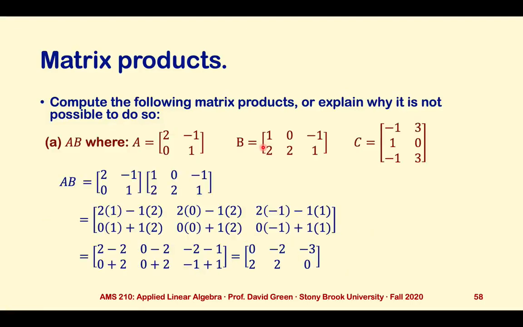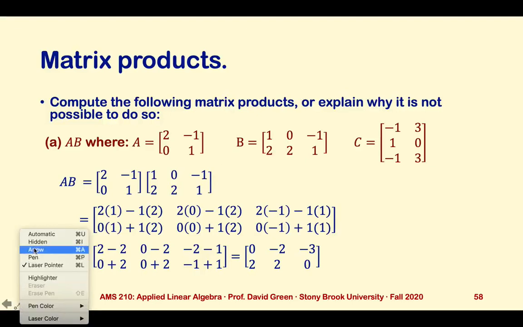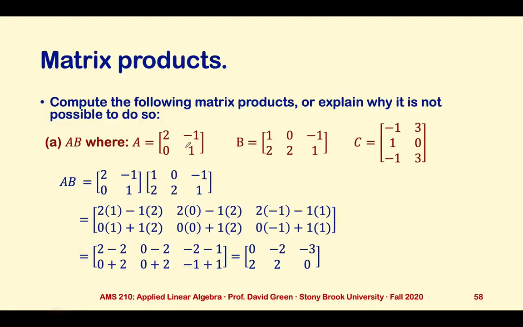All right. So let's go through these. The first, we want to compute the product AB, where A is a 2 by 2 matrix, 2, negative 1, 0, and 1. B is a 2 row by 3 column matrix. This is a valid product because the inner dimensions match.